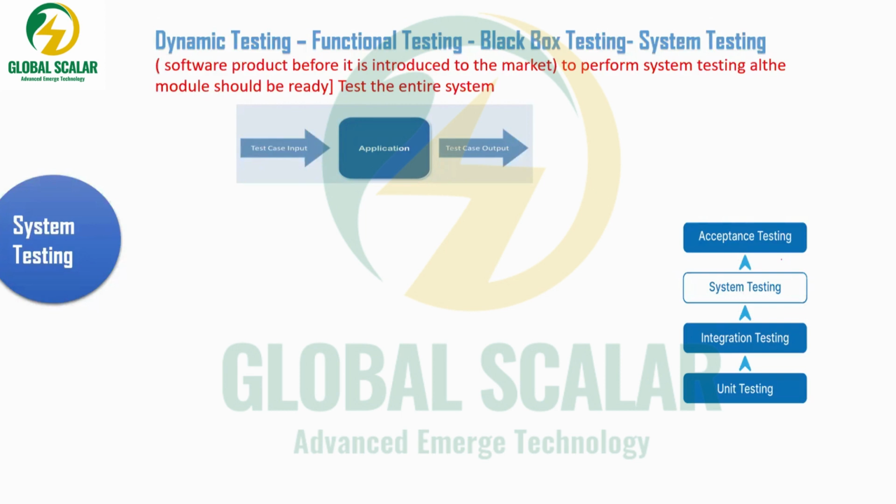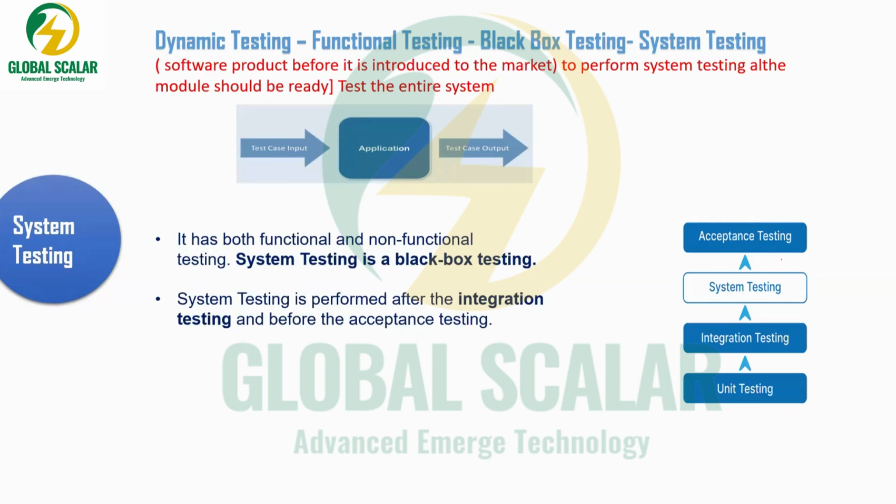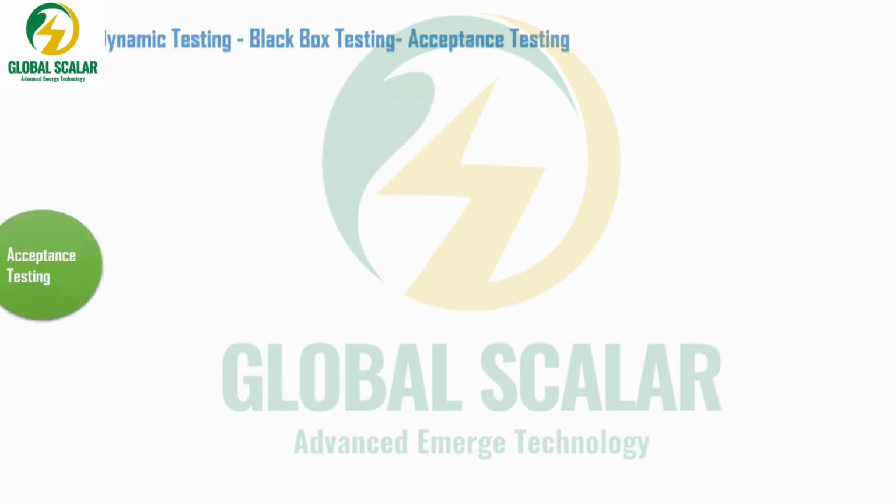So that will be a part of system testing. We are not going into the details of the code or understanding what logic is happening. We just give the input and verify it against the expected output. That is part of system testing. It is also black box testing, as discussed, and is done after integration testing. Generally we are verifying the design and behavior of the system, and what the customer expects is verified as part of system testing.